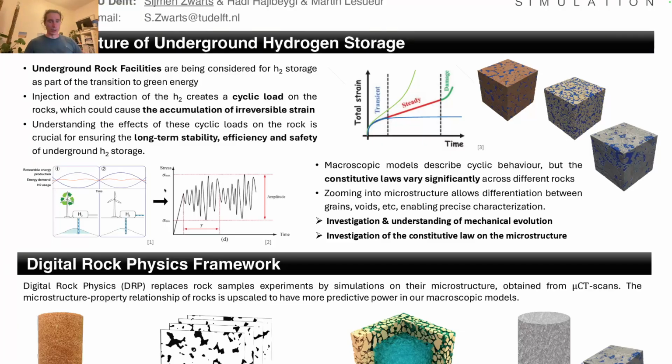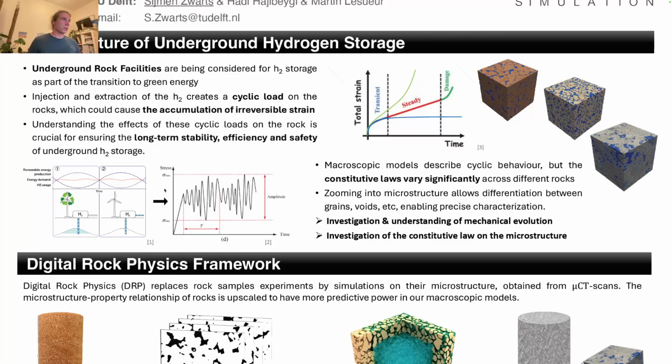This can either be on the permeability, affecting the reservoir properties, affecting the injection and extraction rate of the hydrogen, but this also has an effect on the mechanical properties. And we need to understand this, and we need to be able to predict this to ensure long-term stability, but also the efficiency and safety of our underground hydrogen storage facilities.